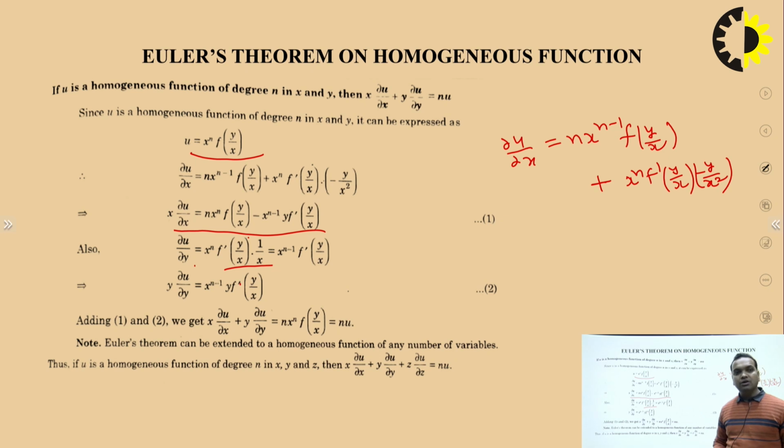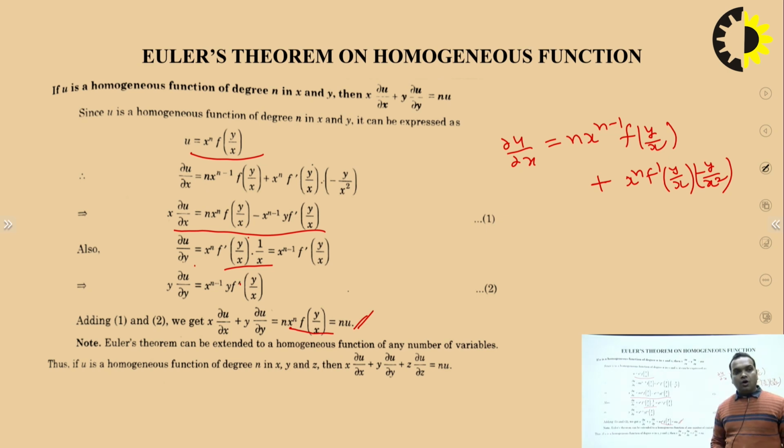Adding these two equations, we get x del u over del x plus y del u over del y equal to n x to the power n f of y upon x, which is equal to nu, where x to the power n f of y upon x is u. So we get x del u over del x plus y del u over del y equal to nu.